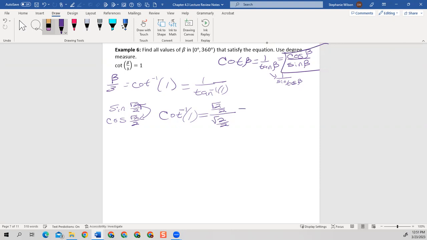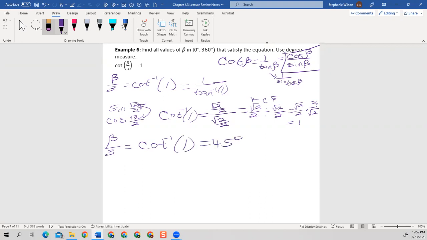Okay. So if I plug that in, what happens? Well, I got square root of 2 halves divided by square root of 2 halves. We're going to keep, change, flip. And when we do that, now we got square root of 2 halves times 2 over square root of 2 halves. That gives me 1. What does that tell me about my degrees? It tells me that beta, the cotangent inverse of 1, is going to be at 45 degrees.